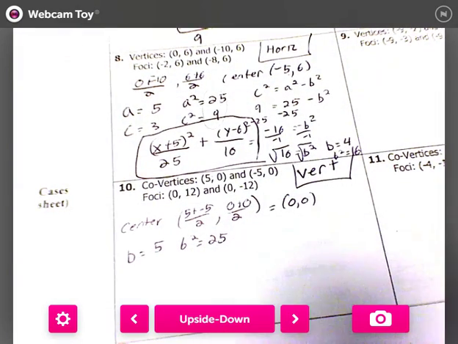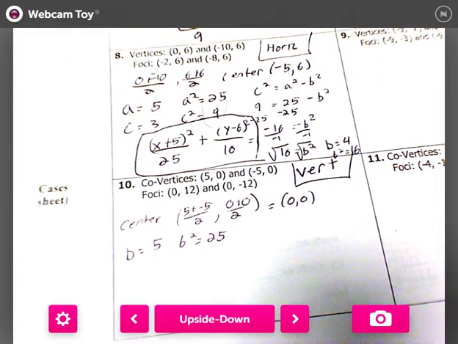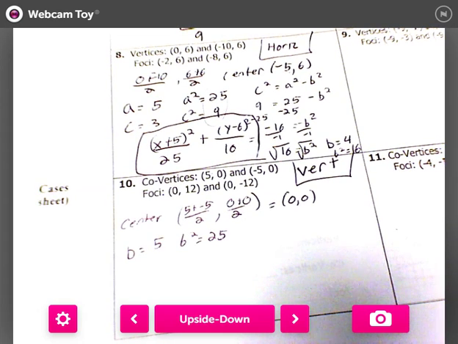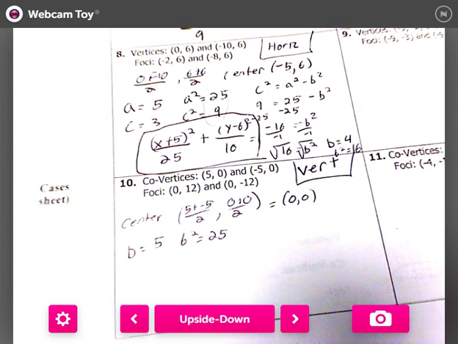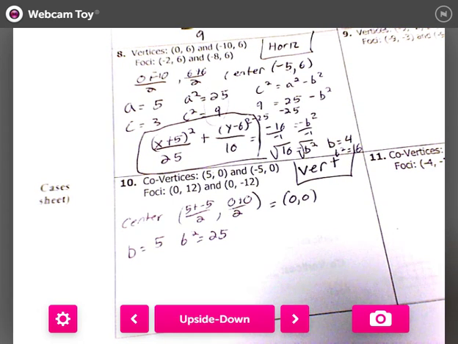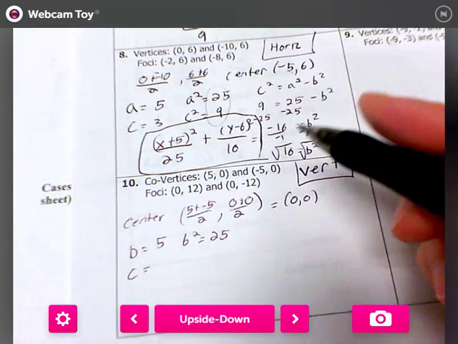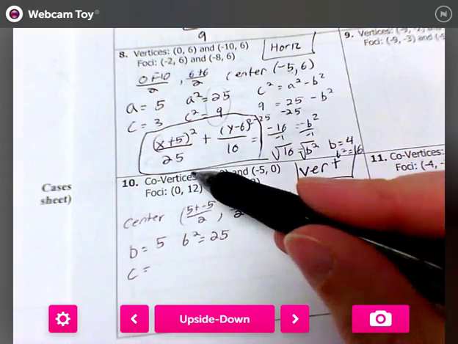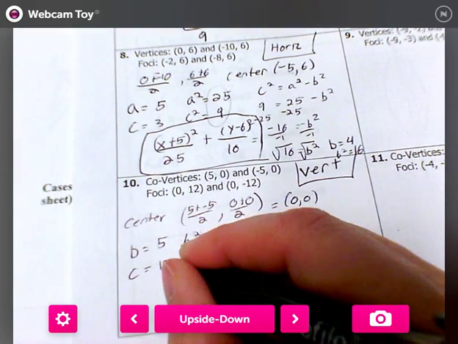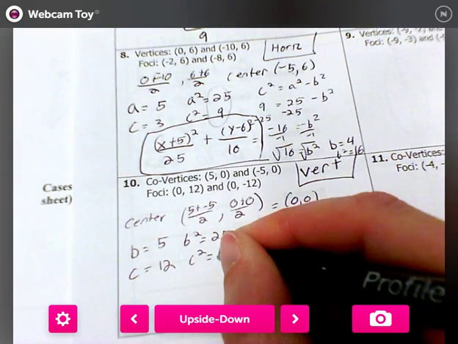So far, so good? Any questions about this so far? There's a lot of steps for this one, so I want to make sure you're good. Found my center by using the midpoint. Then found the distance from my center to the co-vertices was my b. Now my c, the distance from 0 to 12 is 12. So c squared is 144.